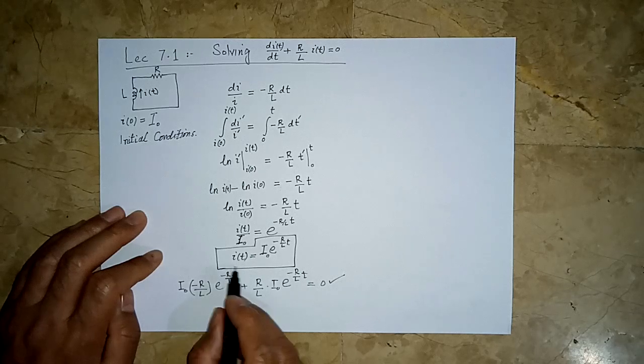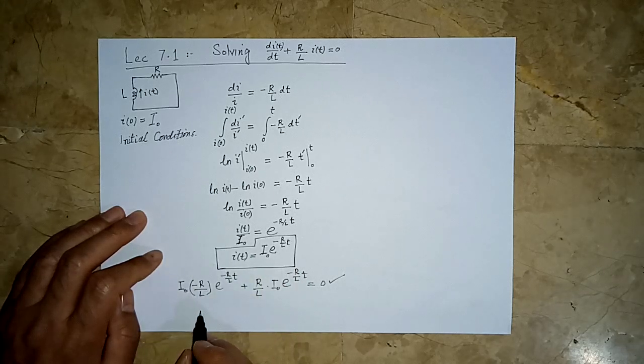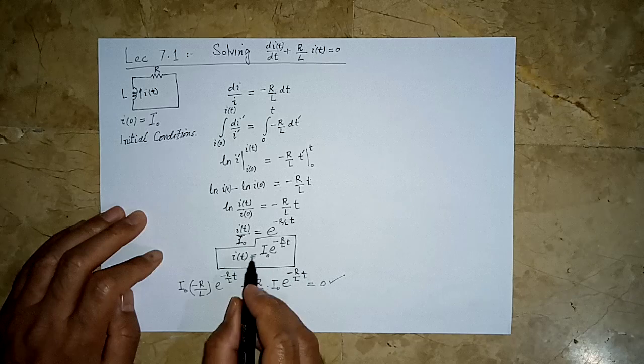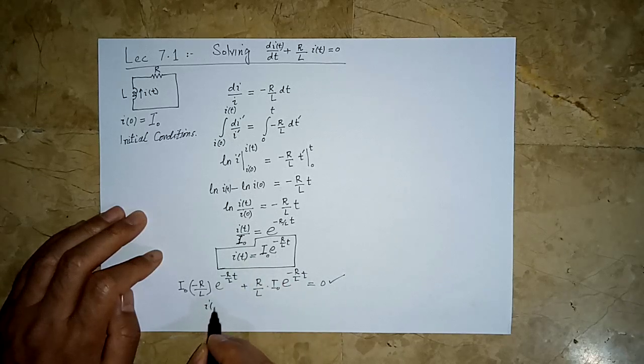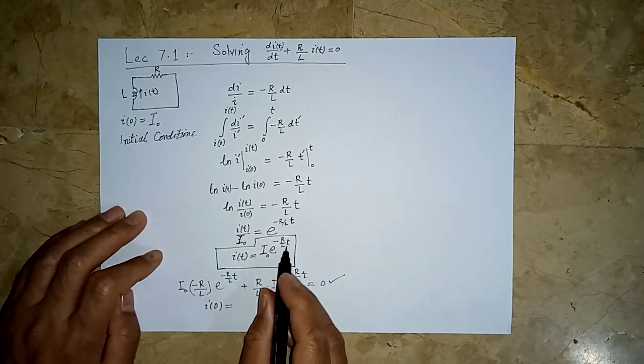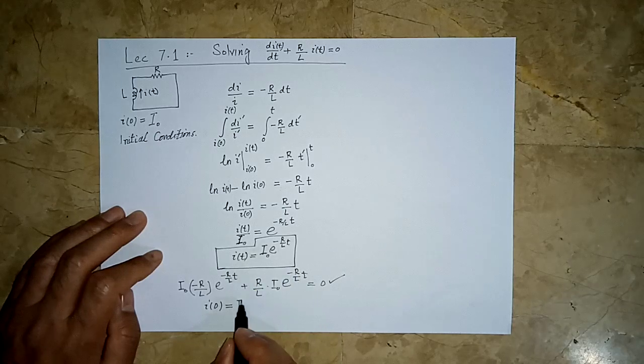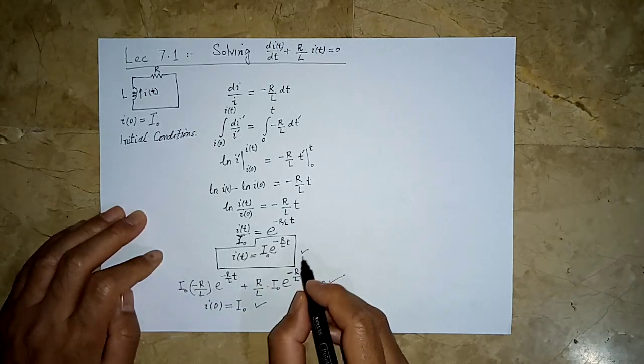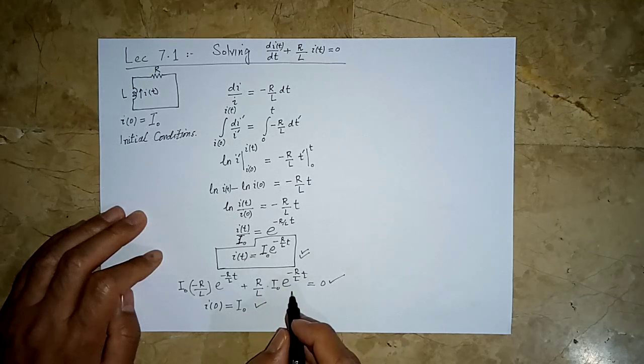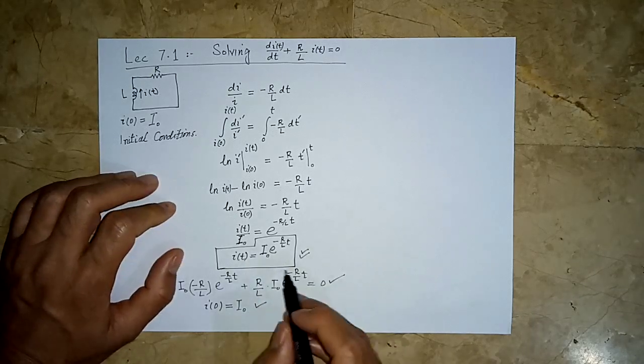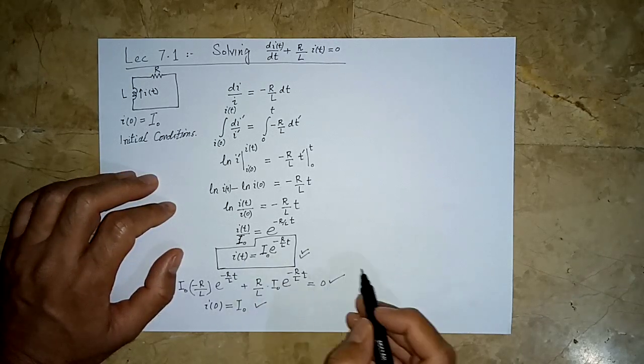And does this expression also satisfy the initial conditions? Let us check that. So if we put t equal to 0 here, we get I at t equal to 0, e raised to the power 0 is 1, we get I naught. So the initial condition is satisfied. So this is the expression that we are looking at. And this was one way of finding the answer.